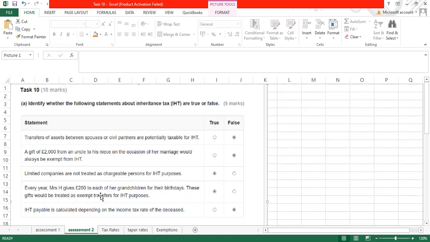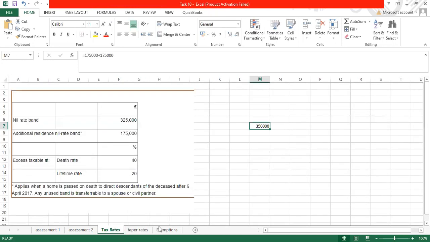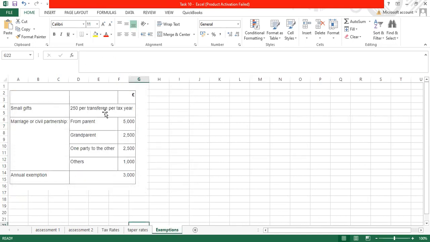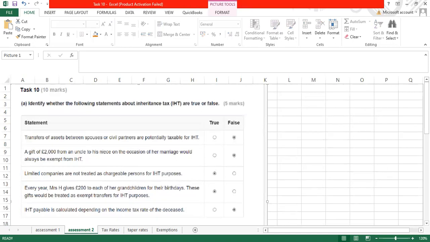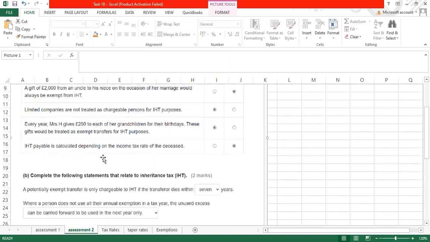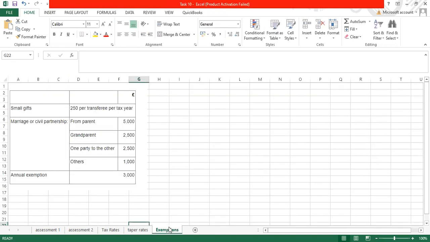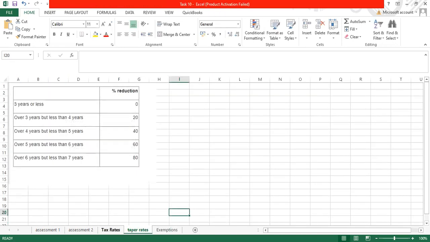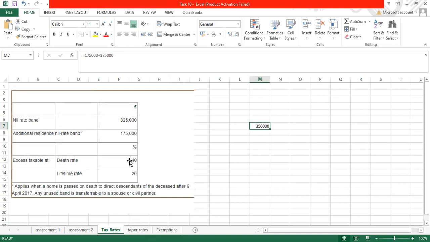Every year, Mrs. H gives £200 to each of her grandchildren. These gifts would be treated as exempt transfers. Yes, true. The reason is we have already said anything less than £250 per transfer per tax year is exempt. So it is less than £250. IHT payable is calculated depending on the income tax rate. No, we have seen the rates here. The income tax rates are different, but the inheritance tax rates are 40% and 20% regardless of income band.